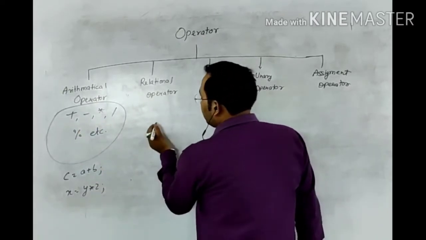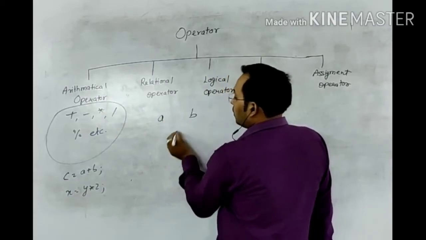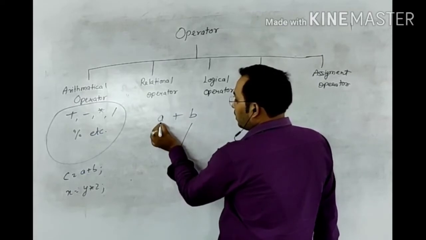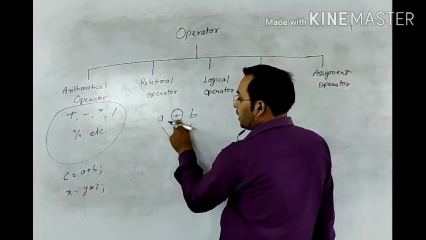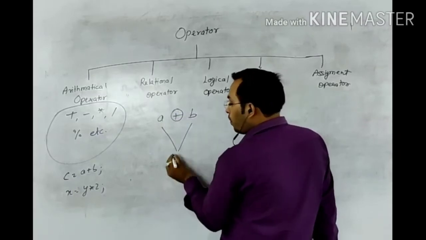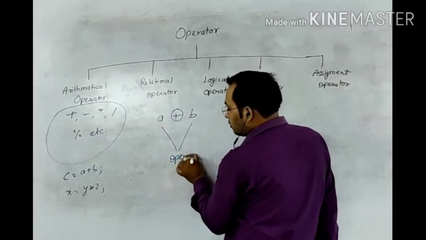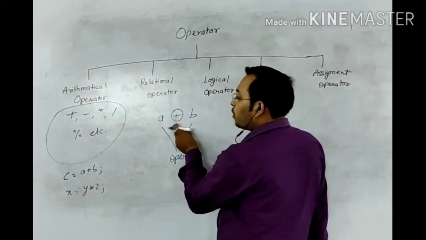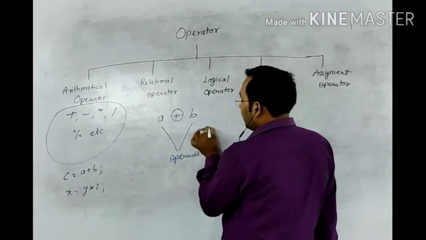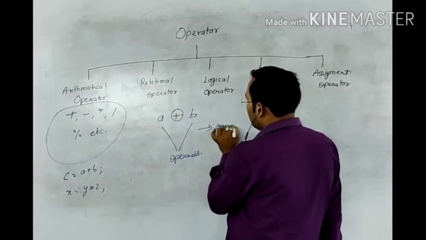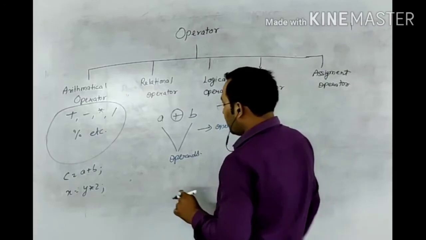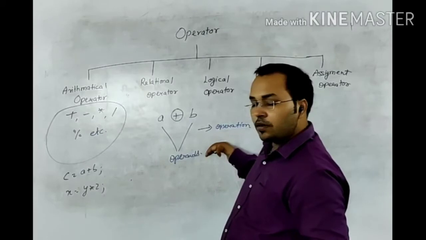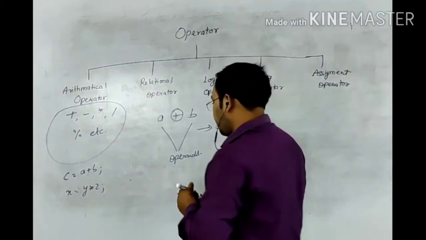One thing more I want to make clear. Whenever we are placing any operator in between two operands, these are known as operands. These A and B are known as operands. And when we put any operator in between, then after that the operation will occur. That means with operands and operator, any operation is performed. Okay, so keep in mind.